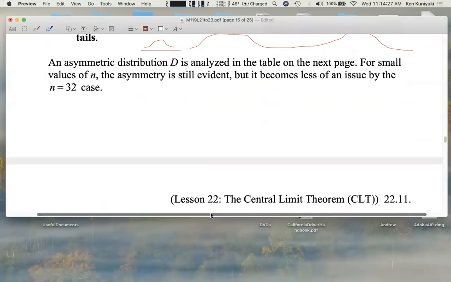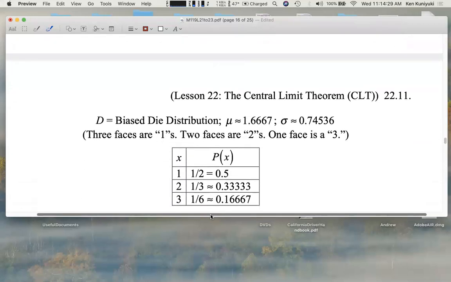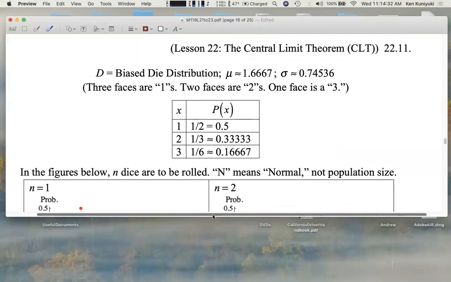All right, so let's see how the central limit theorem does. Before, we had a standard die with a uniform distribution. What if we have a loaded die? Or maybe you have a die like this, where 3 of the faces are 1s, 2 of the faces are 2s, and 1 of the faces is a 3. Which means that the probability of getting a 1 is 1/2. The probability of getting a 2 is 1/3. The probability of getting a 3 is 1/6.